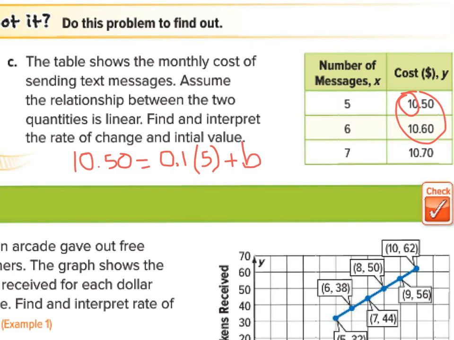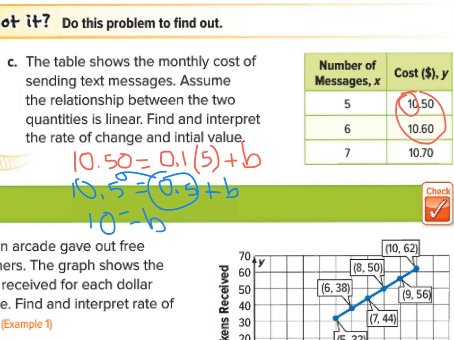I hope you understand what I just did there. I did my y equals M, which is my rate of change, which we just noticed is 10 cents. X is the number of messages I'm entering, plus B. When I solve for this, I get my 10 cents. Remember, this is 10 cents because it's in the 10th place. I just didn't put the 0 there. When I solve for this, I'm going to get 50 cents. Right? 50 cents, 0.5 plus B equals 10.50. Now I can take this right here, bring it over to the other side, subtract it, and I get 10. Right? And that's my B.